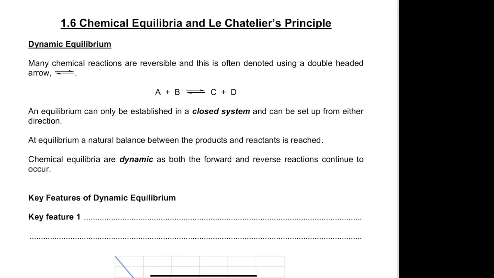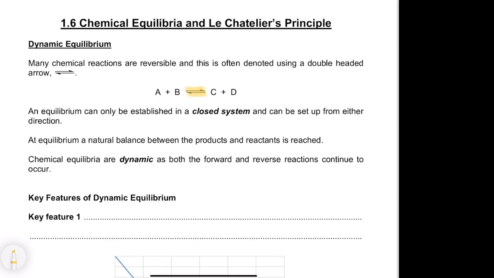In this video, we're going to have a look at what we understand by the term dynamic equilibria. At GCSE, you've probably come across these reversible arrows here. At GCSE, you'll have talked about how A and B can be converted into C and D, but C and D can also be converted back into A and B.